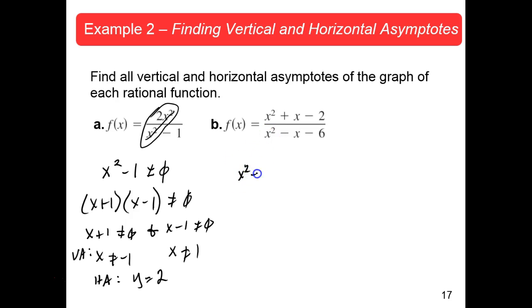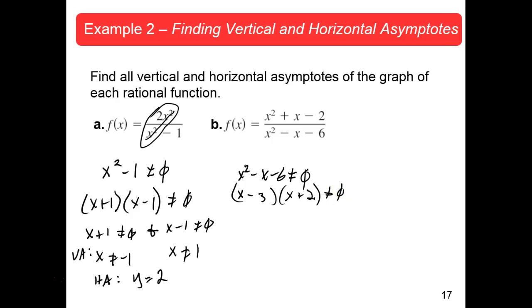X squared minus x minus 6 cannot equal 0. The book doesn't equal to 0. Either way you want to do it. What will you do with it next? Factor it. And what would that give you? X minus 3 times x plus 2. And that product still cannot be equal to 0.